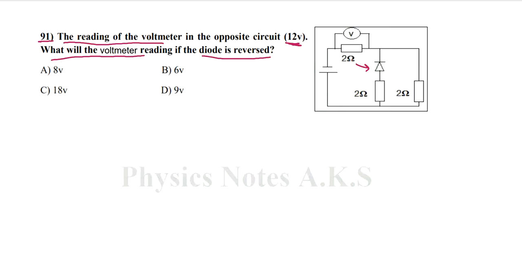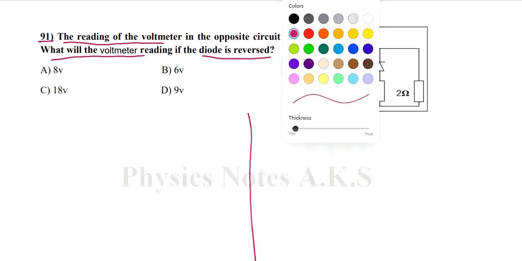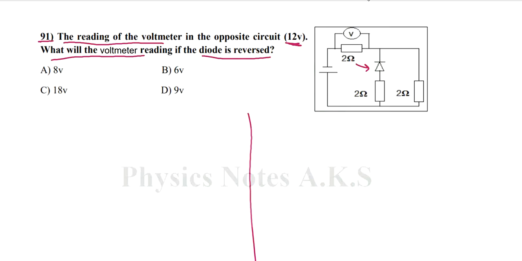Okay, let's start. I will change the color here. Now the reading of the voltmeter, let's name it V1, just to differentiate between the three resistors, and here R1. V1 is going to be R1, which is 2 ohm, multiplied by the current in the circuit.